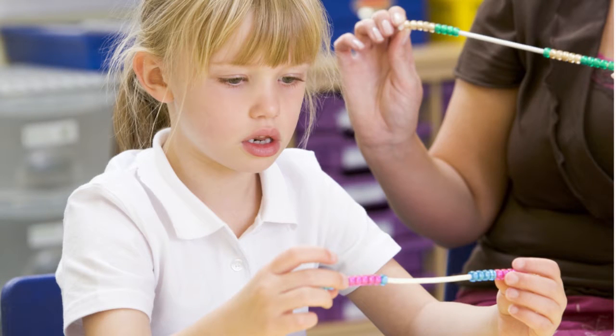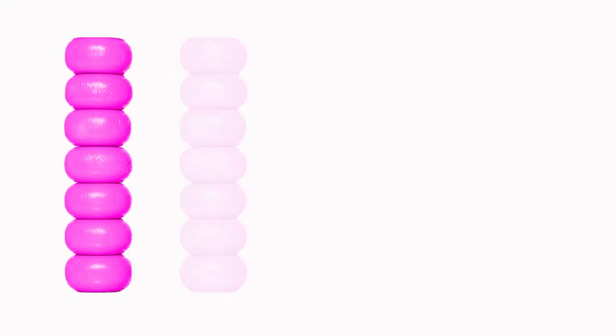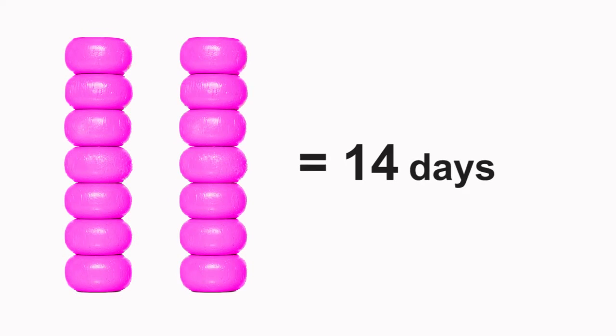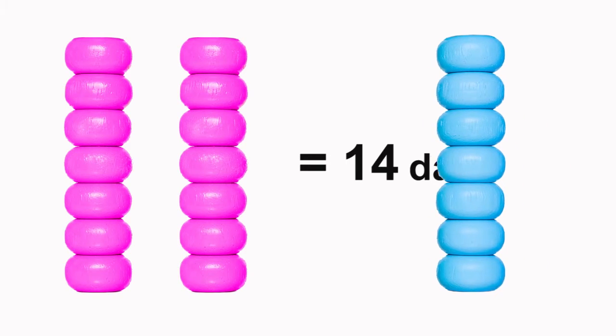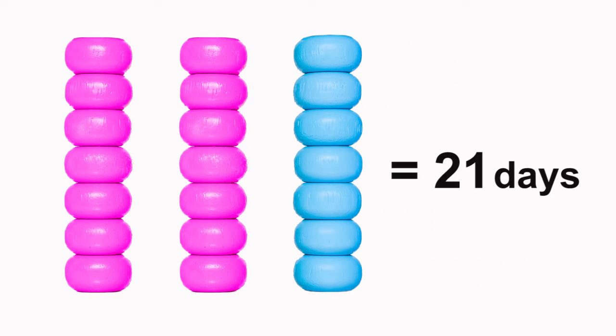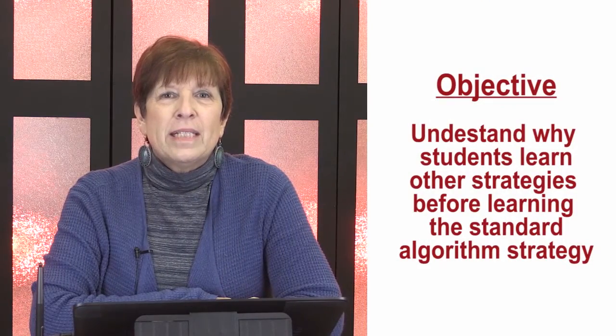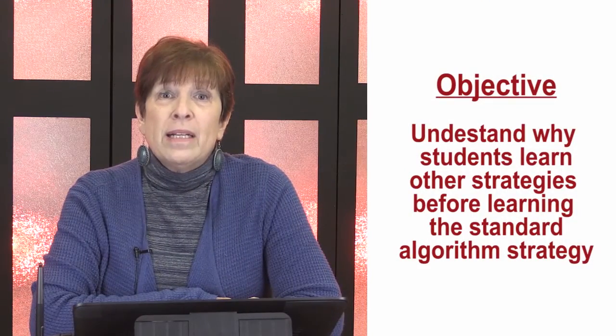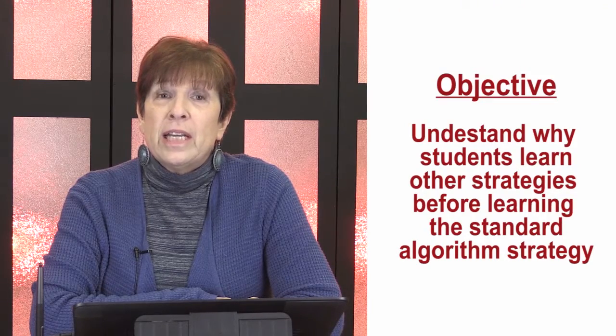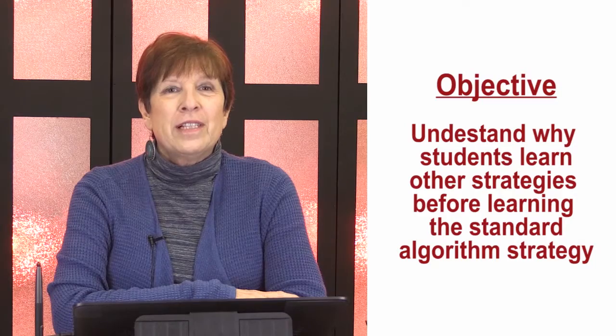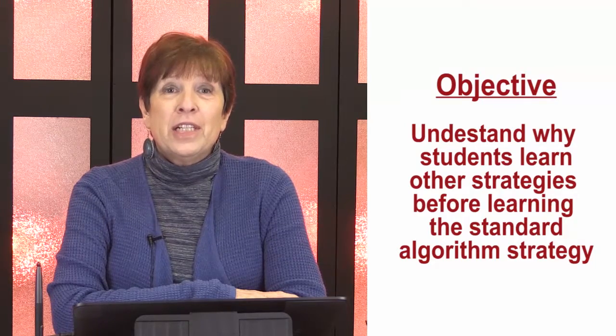Another student figured out that 3 groups of 7 could be found by starting with double 7, which is 14, and then adding 7 more to get 21 days. There were other strategies used in this class, and they all equaled 21 days. Invented strategies positively impact students' academic success. It's been documented that students make fewer errors when they calculate with strategies they understand before being introduced to the standard algorithm for addition and subtraction.